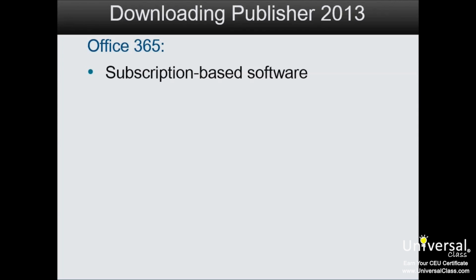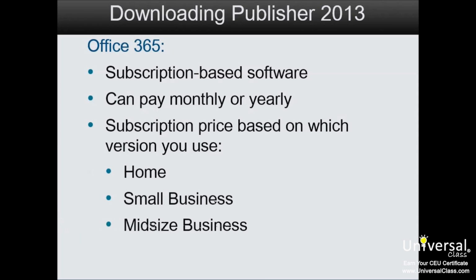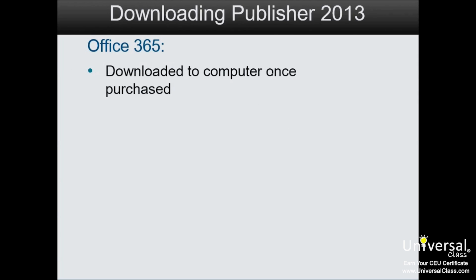However, you also have the option of using Office 2013 with Office 365, which is another method you can use to buy the Office suite or software and Publisher. With Office 365, you subscribe to the software instead of just purchasing it as you've done in the past. You can pay for your subscription by the month or yearly on the Microsoft Office webpage. The price of your subscription will be determined by the version that you want. It has Home, Small Business, or Mid-size Business. Once you purchase a subscription, you'll be able to download Office 2013 on your computer, just as you would if you had bought the software in a store.